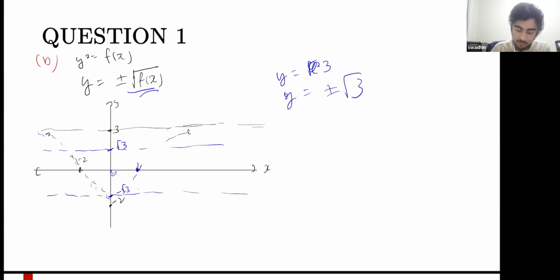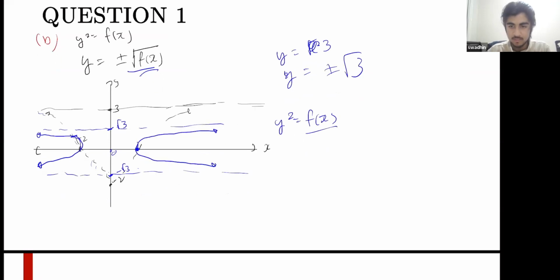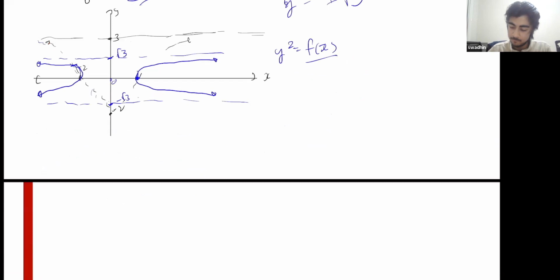Right? So first get your first branch. Then because it's plus minus root f(x), we have to sketch whatever is below as well. The same thing, but reflected below, approaching the other asymptote. And that's your graph. y squared is equal to f(x). Does that make sense?